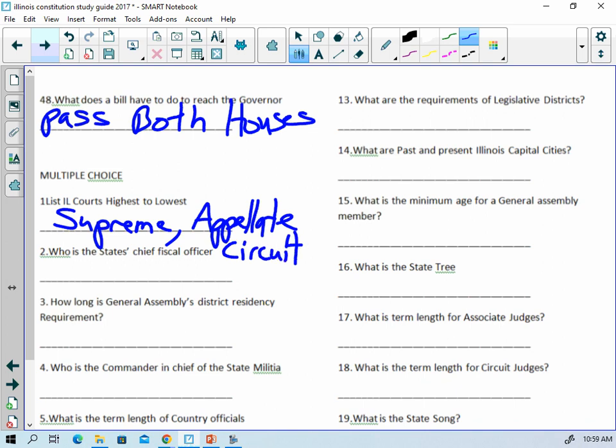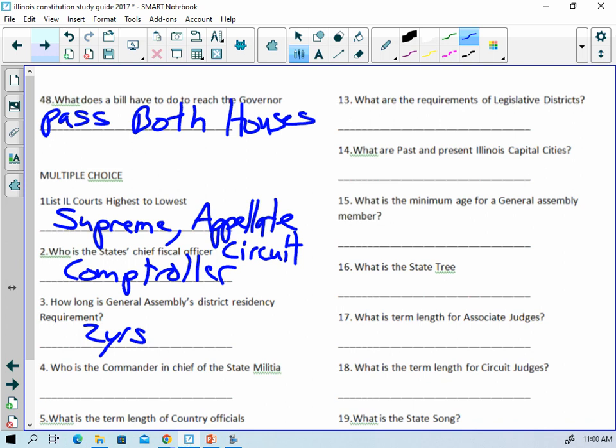Who's the chief fiscal officer of the state? Comptroller. Comptroller, yes. What's the district residency requirement of a General Assembly member? Before they can be elected, they have to live in that district for 2 years. We haven't done state militia or county officials. I'll have to fix that.